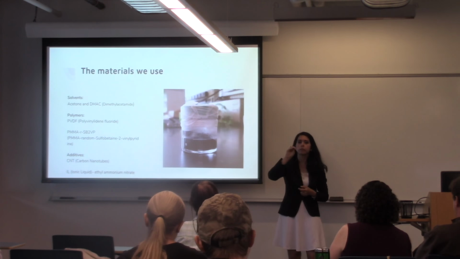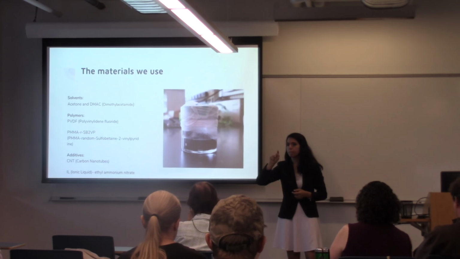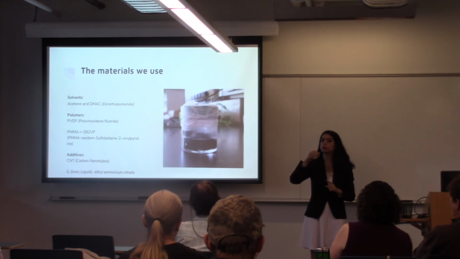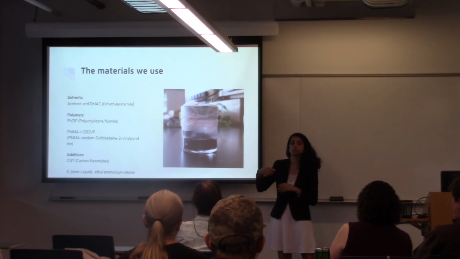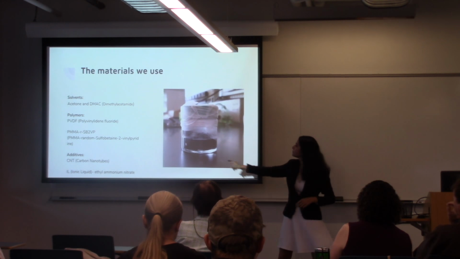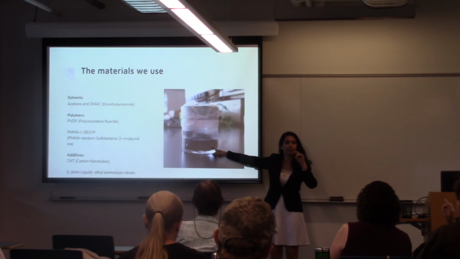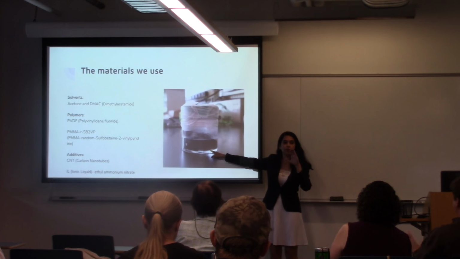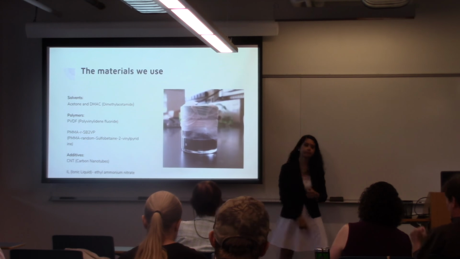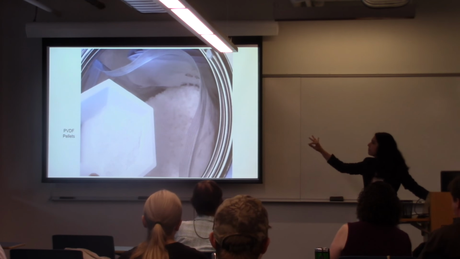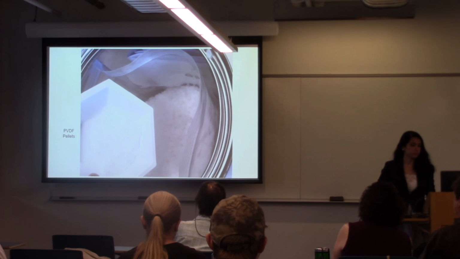So let's talk about the materials we use. We use for our solvents acetone and DMAC, dimethyl acetamide. We also use PMMA and PVDF. We are also looking at the additives CNT, carbon nanotubes, and the ionic liquid ethyl ammonium nitrate. This looks darker because this is a photo of one that has the CNT, carbon nanotubes, within. And here's our starter material, PVDF pellets.